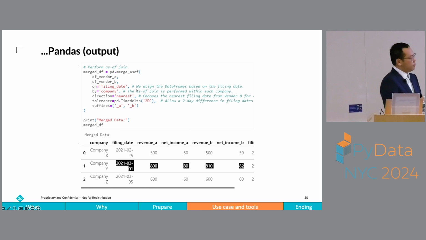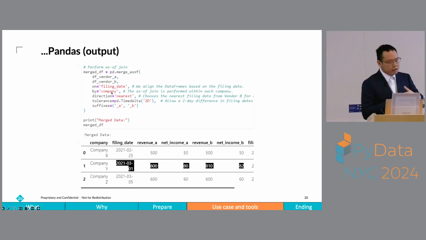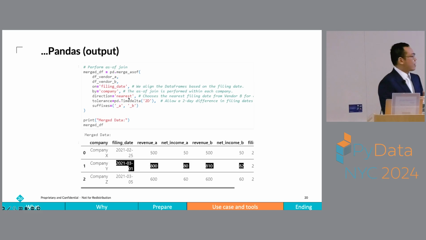Usually it's a time series column. Here I'm just aligning on the filing date, and then join on the company column. You can choose directions to be forward or backward or just nearest, right? And specify a time range that, okay, as long as they're within 2 days, I want to align them and then do the join.